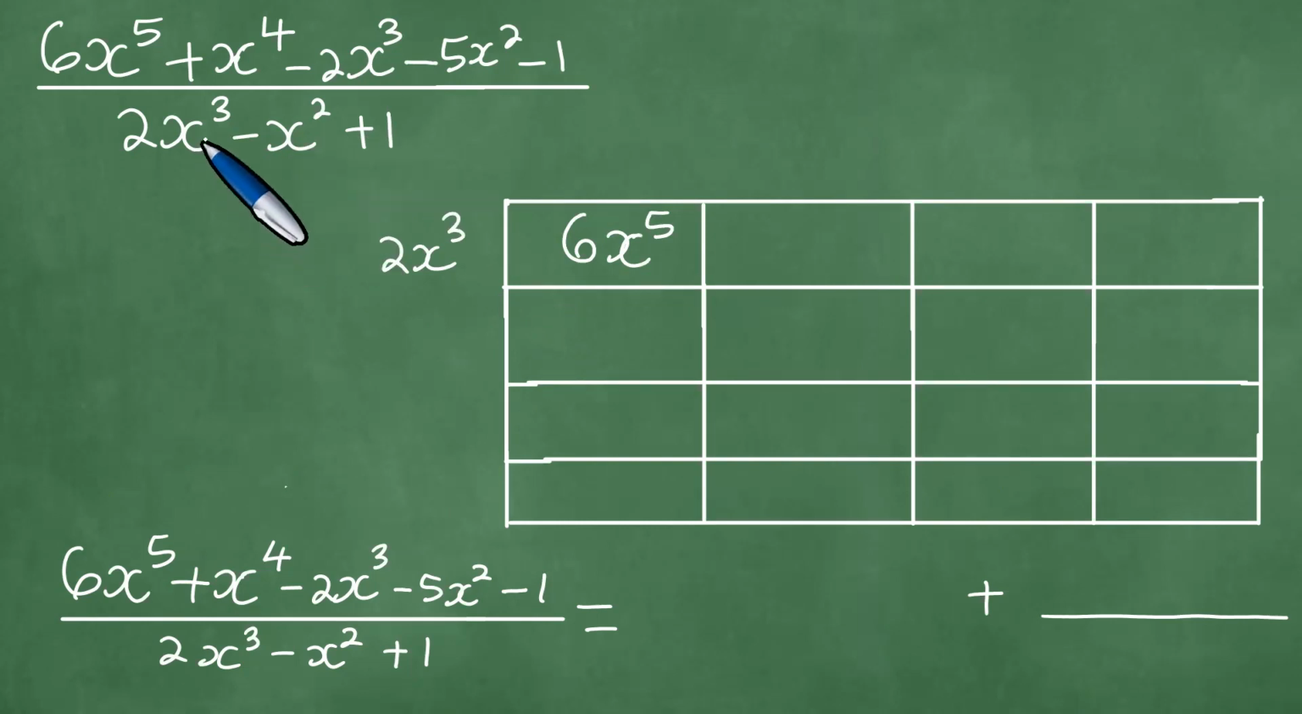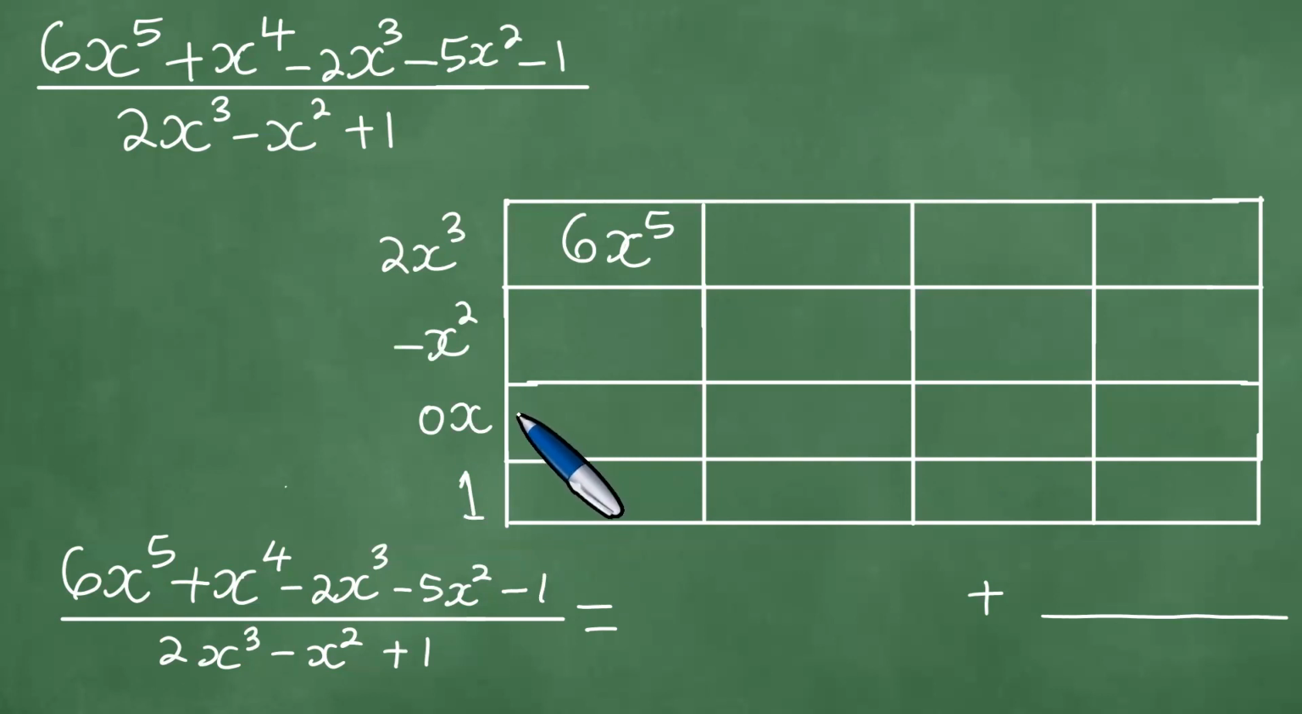So we're going to have the 2x cubed, and then the next one is minus x squared. After the x squared, we need an x term, but there's no x term here, it's x squared then 1. So we're going to have 0x because there's no x term. And then we drop the 1, which is the constant term of the divisor. The denominator is called the divisor of this particular rational expression.